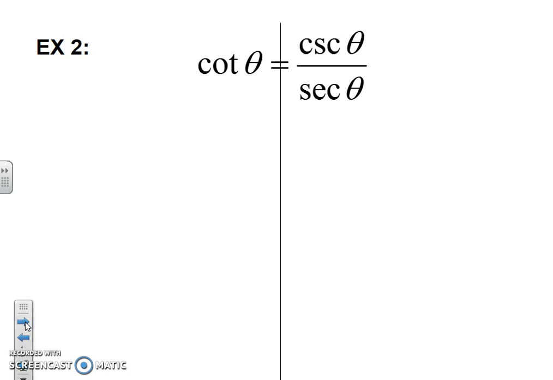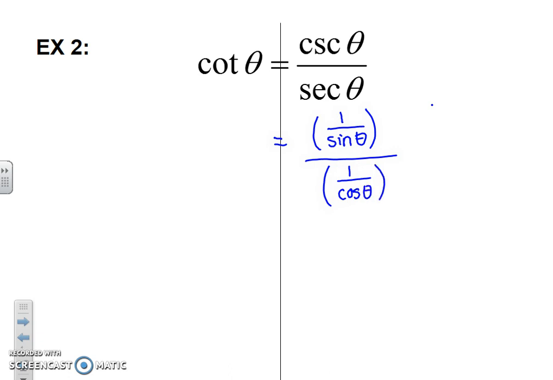So here is another example. We have cotangent theta equals cosecant theta over secant theta. I can see there's not really anything I can do with cotangent as it is. But over here, the cosecant theta and secant theta side is slightly more complicated, and I could change everything to sine and cosine. We know that cosecant theta is 1 over sine theta, and we know that secant theta is 1 over cosine theta.